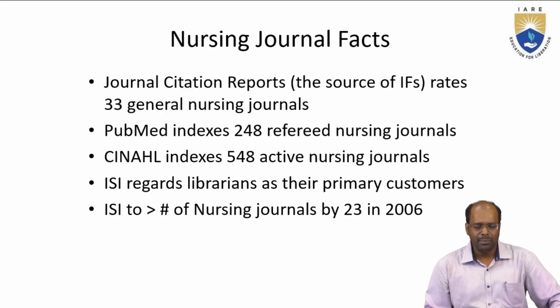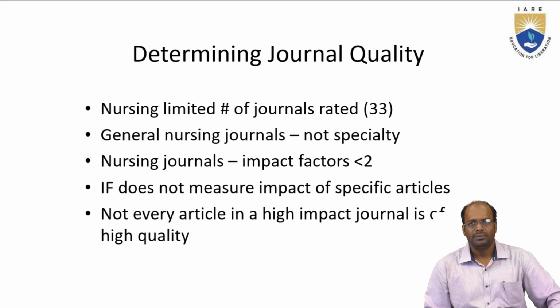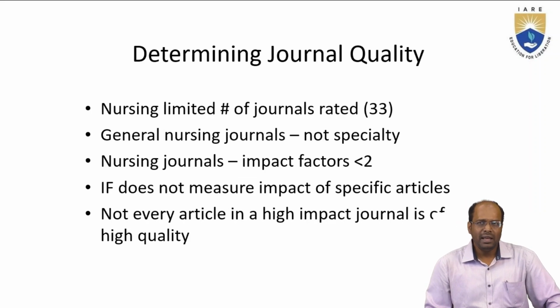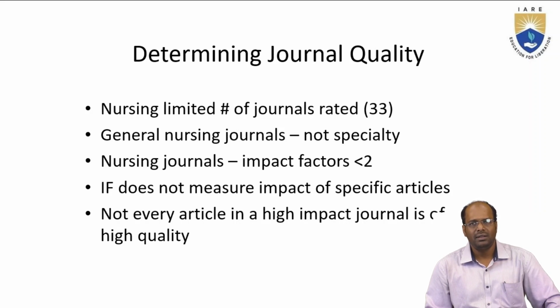ISI regards librarians as its primary customers. ISI standards increased the number of nursing journals by 23 in 2006. Where impact factor determines journal quality, nursing is limited compared to the journals rated 33. These are general nursing journals, not specialty. Nursing journals have an impact factor of less than 2.